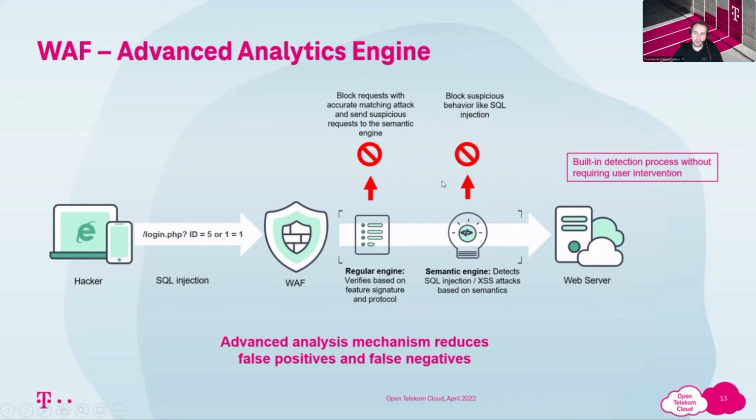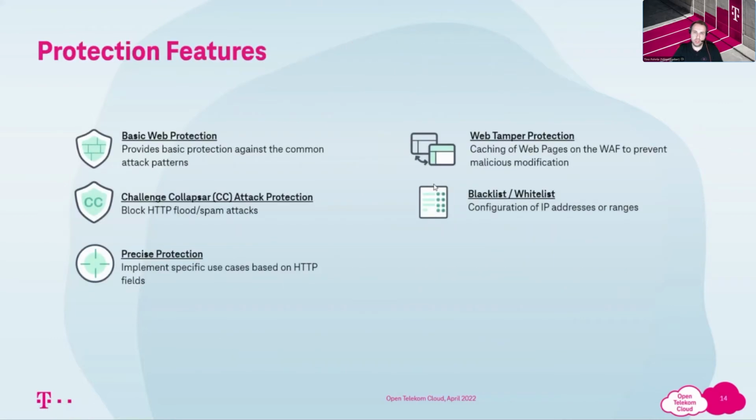Having this explained, I will now go into the protection features which are available on the Web Application Firewall. This is divided into 5 categories: basic web protection, CC, so challenge collapsar attack protection, precise protection, web tamper protection, and IP blacklist or whitelist.